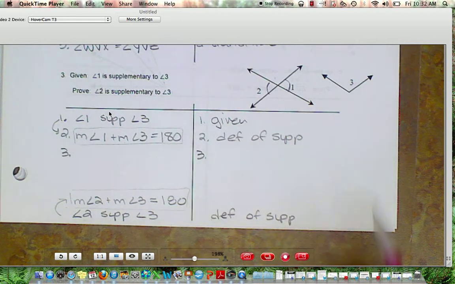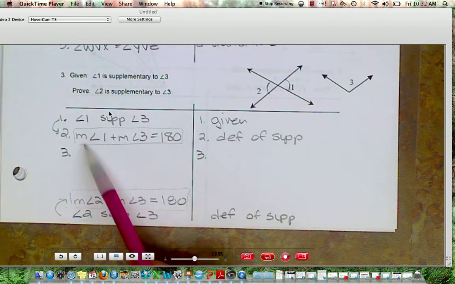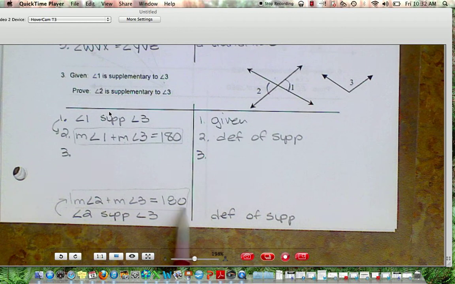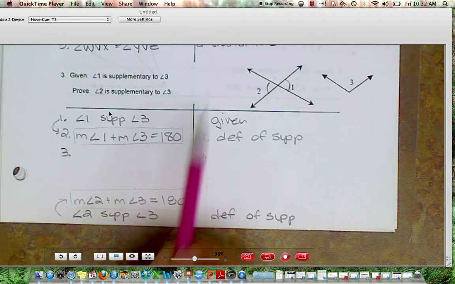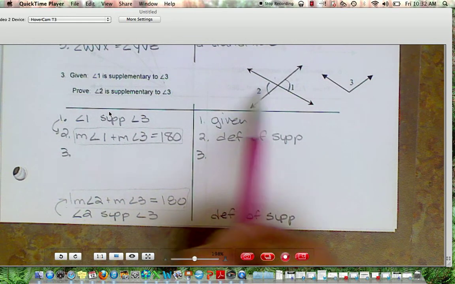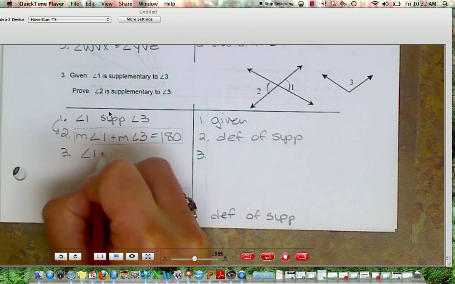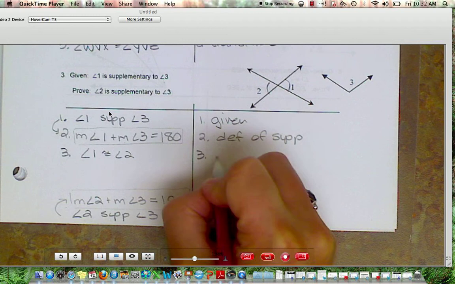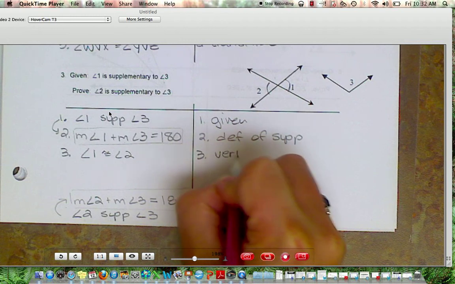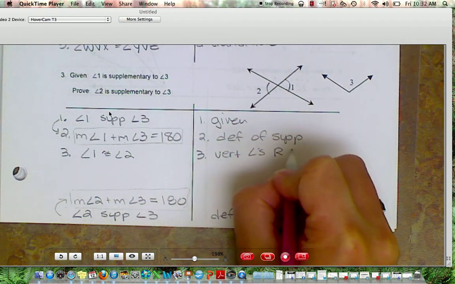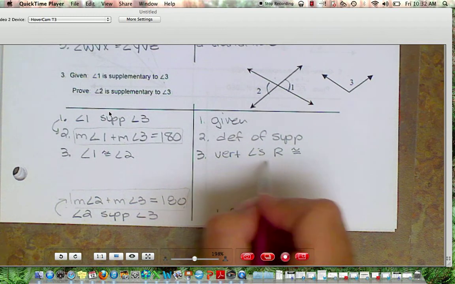And lucky for us, that works out because the only difference between line 2 and this line down here is the 1 is gone and the 2 is in its place. So we know we need to say something about 1 and 2, and they're vertical angles, so we know angle 1 is congruent to angle 2. So we write vertical angles are congruent, or it's the vertical angles theorem.